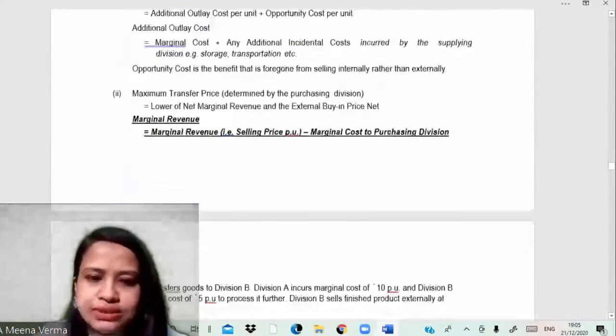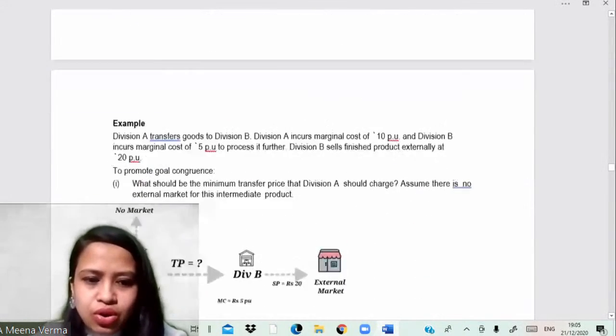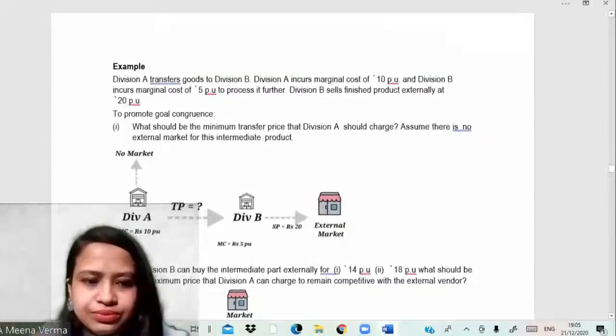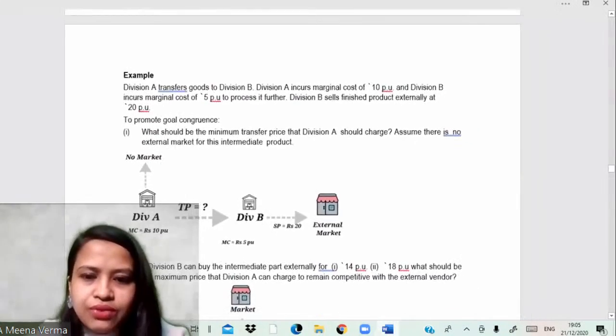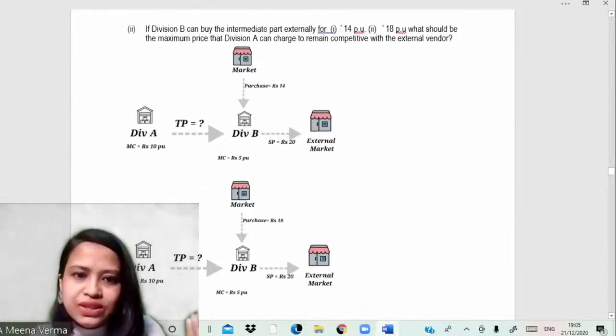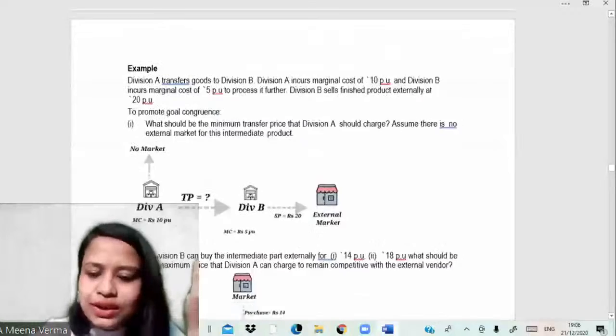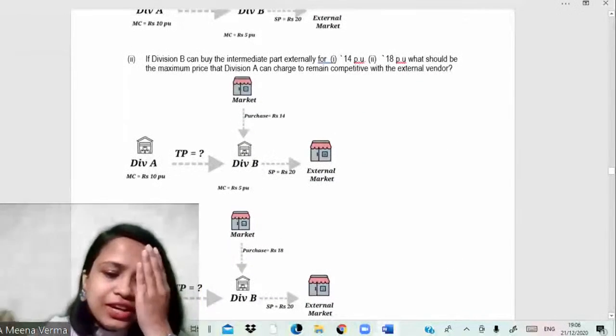Goal congruence. Let us do a question related to goal congruence. We have this question and we will understand the meaning of goal congruence with the help of this question. And before doing this question, let me give you a clarification.